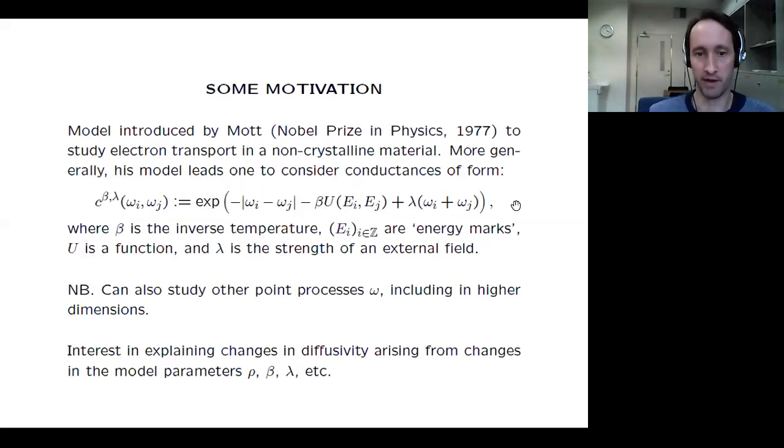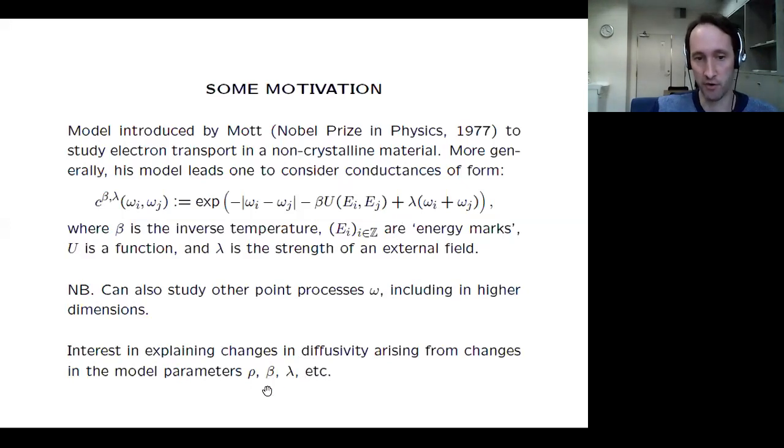Here, and of course, being kind of an electrical system, you could also introduce an external field. So a positive lambda, for example, would give a kind of drift to the right of the particles in the system. And so the basic question is to explain the diffusivity of the model, so how the particles diffuse through the medium as we change the model parameters.